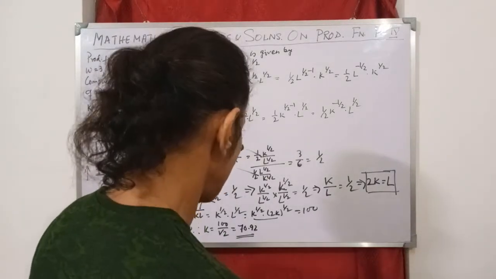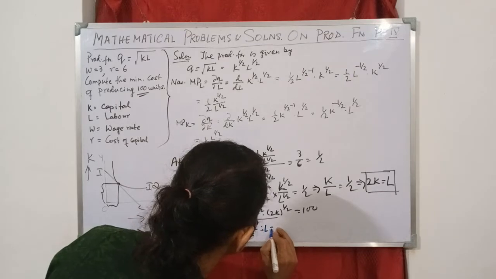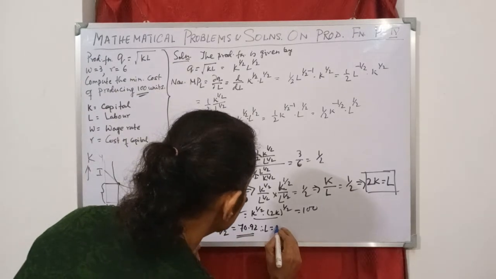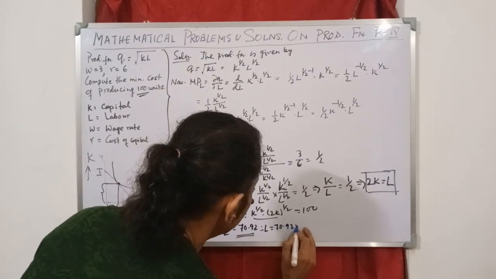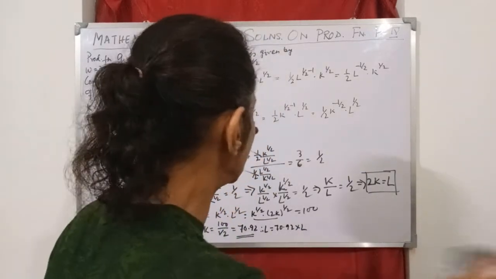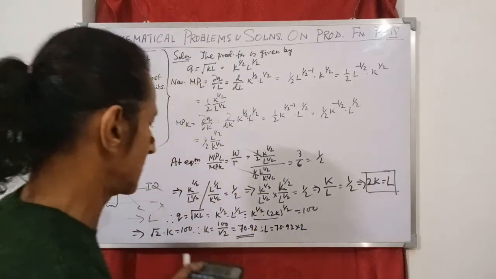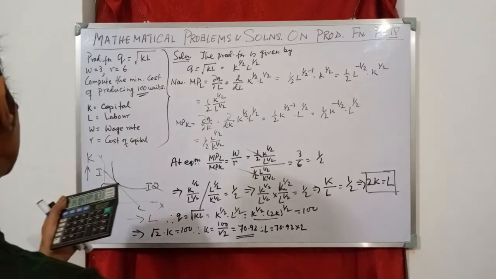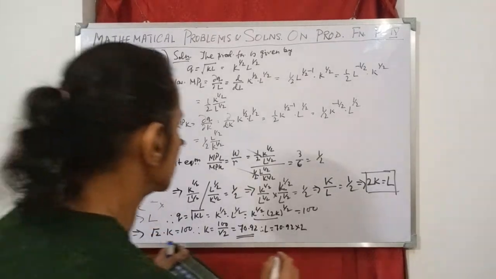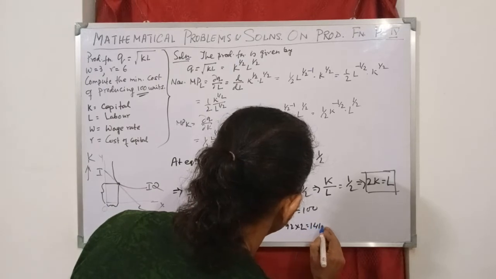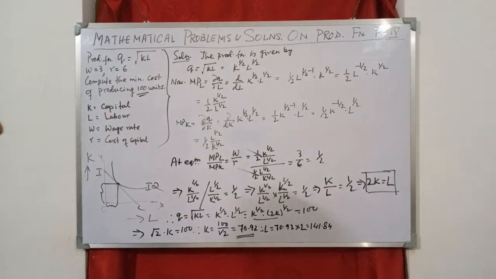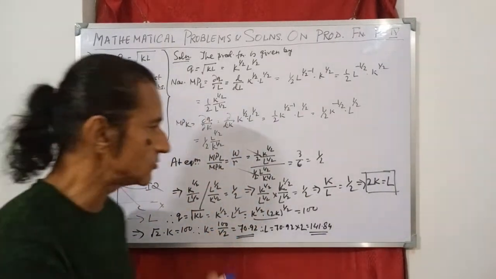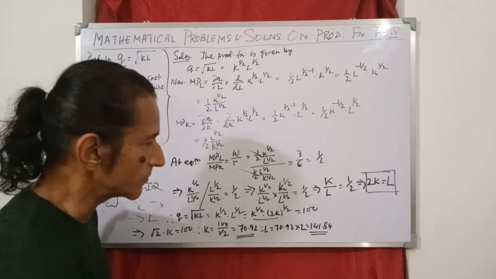Therefore L equals how much? L is 2K, that is 2 into 70.92, this gives us 141.84. So we have got the values of K and L. The value of K is 70.92 and the value of L is 141.84.